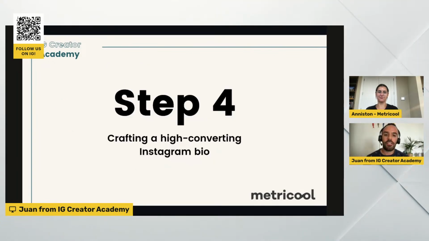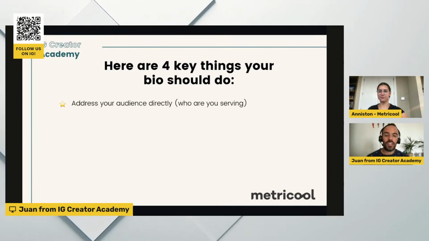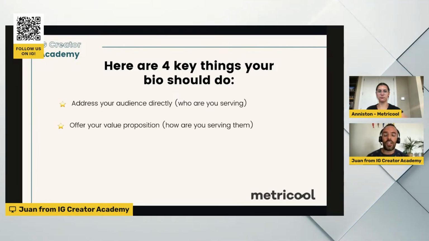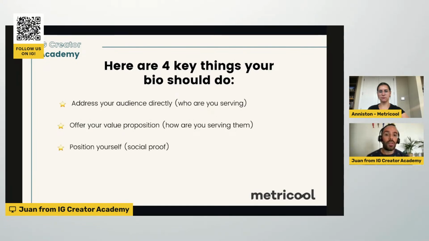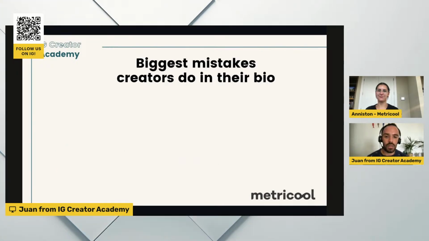Step number four is crafting a high converting Instagram bio. And here are the four key things that your bio should do or should answer. First, it should address your audience directly. Who are you serving? This should be very, very clear from the beginning. It should offer your value proposition. How are you serving them? Position yourself with social proof and tell them what to do next with a clear call to action.